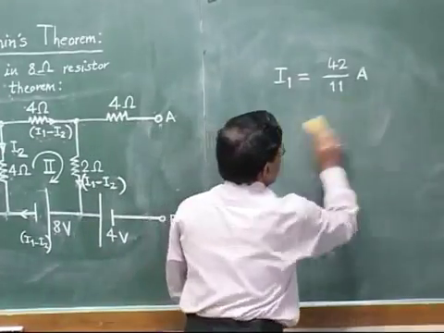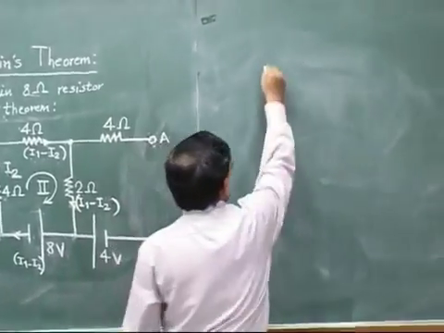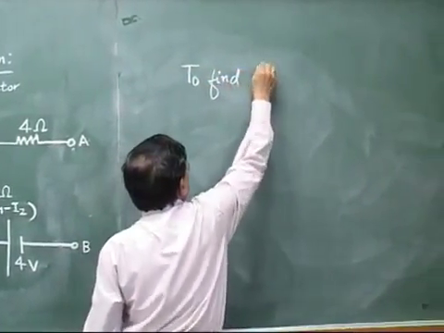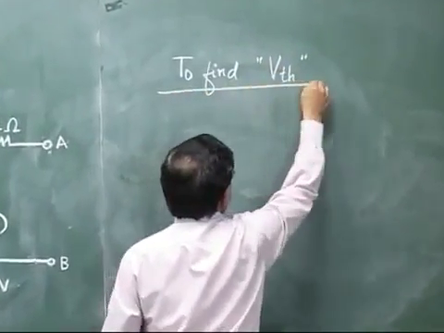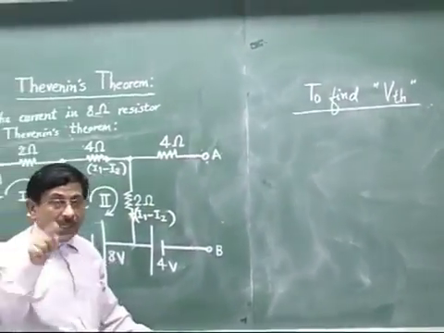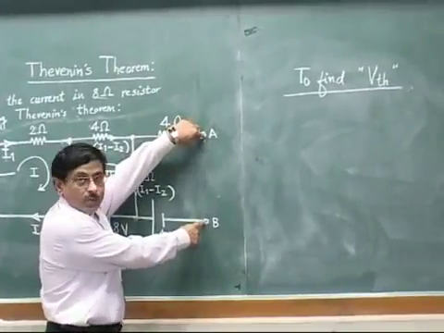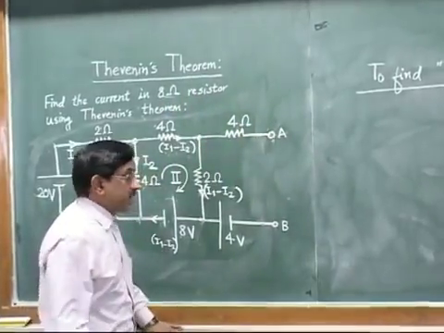I just scratch it here now and write step 3 as: find VTH. So what is our step 3? Our step 3 is to find the value of VTH. And as I have earlier told you, VTH is nothing but the open circuit voltage that will appear across points A and B in the circuit. Now how to calculate this VTH?